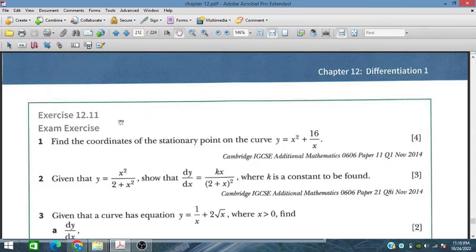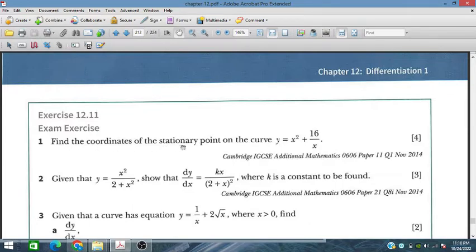Exercise 12.11, exam exercises for chapter 12, additional mathematics course for IGCSE and O level. In this session we will discuss exam problems in IGCSE and O level exams. So let's start with problem number 1.